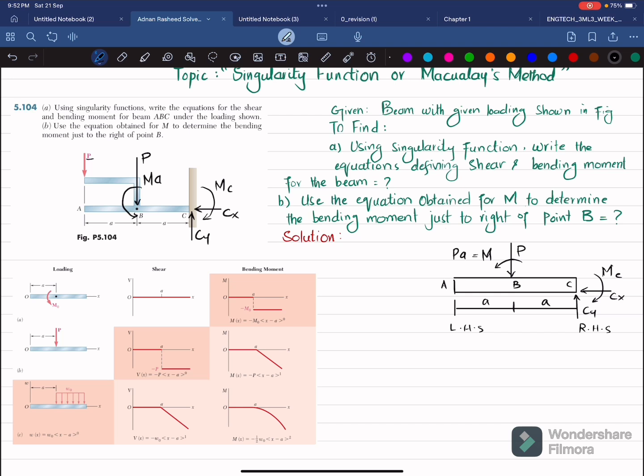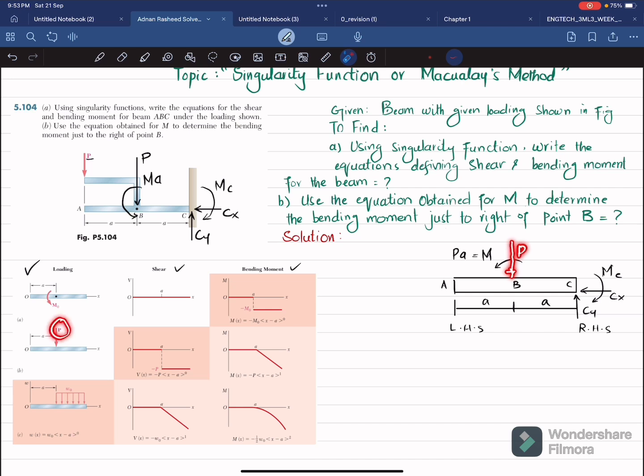Now what we will do is, you can see this is the figure for loading, this is for shear force, and this is bending moment. So starting from the left side from A to B, you can see there is no load, and at point B you have a load which is P that is acting downward.